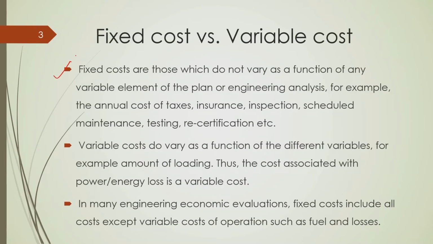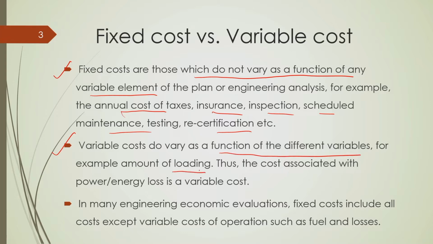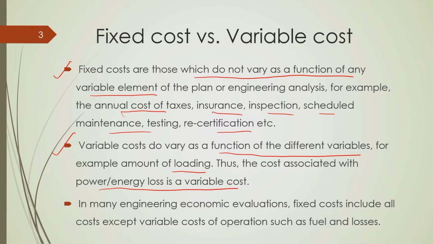Okay. So, what are these fixed costs? Fixed costs are those which do not vary as a function of any variable element. For example, annual cost of taxes, insurance, inspections, scheduled maintenance, etc. So, these are the fixed costs we require every year, and variable cost will vary with certain variables. For example, loading in a typical substation will vary from one year to another year, and according to this loading there are some cost components which will also vary. For example, the cost associated with the energy loss. So, if your loading varies, so does your cost of energy loss. Power loss or energy loss is one of the cost components of variable cost, which is one of the cost components under this recurring cost.